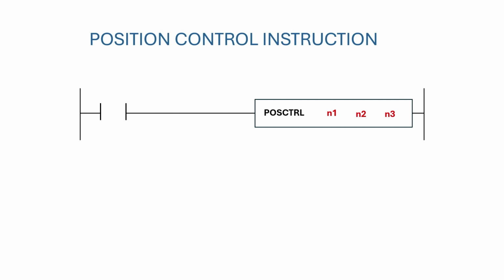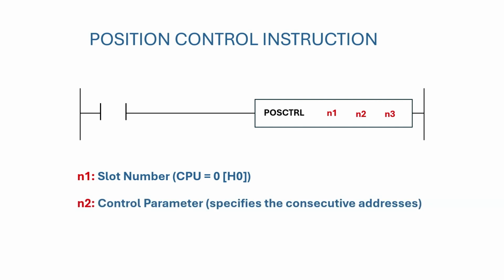So, in ladder logic, we'll be using the POSCTRL instruction to fill in our parameters. The operands are as follows. N1 is the slot number, so, being the CPU, it would be 0 or H0000. N2 is the control parameter, which specifies the consecutive addresses used in the different position controls, which I will explain in a moment. N3 is the result flag.